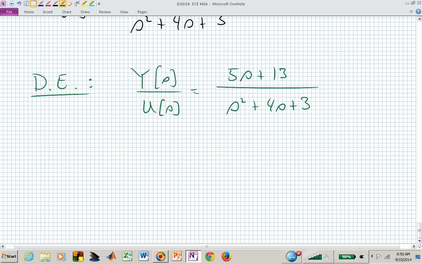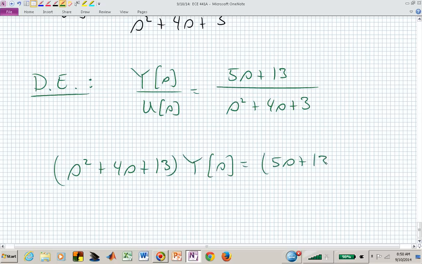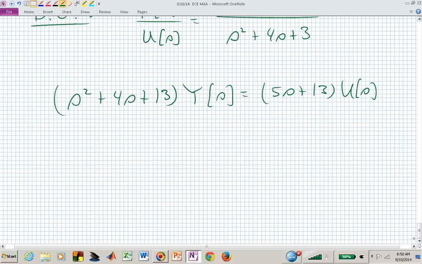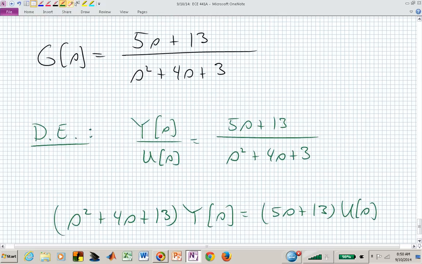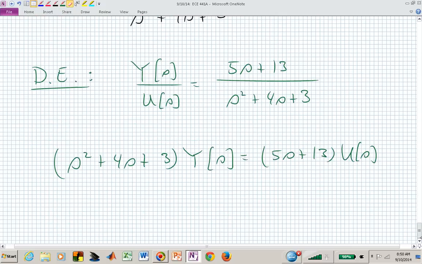We'll just cross multiply. We now have s squared plus 4s plus 3 times y of s is equal to 5s plus 13 times u of s. Now can you take that into the time domain? Yes, I got carried away. I wanted to add another digit to that 3. Thank you.